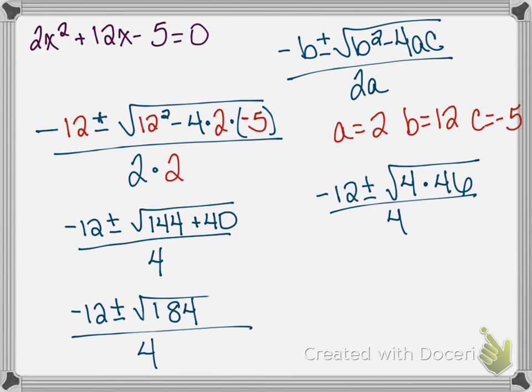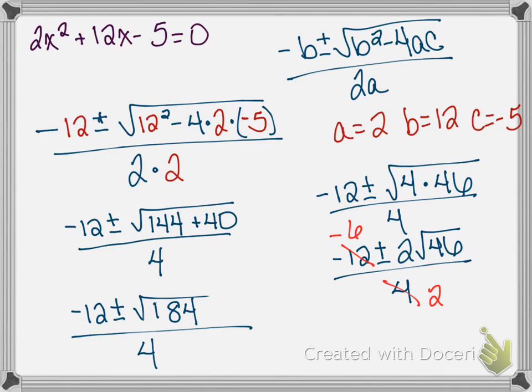I'm going to take that 4 out. When I take the 4 out, I'm taking the square root of it, so it becomes what? 2. Good. So I've got 2 times the square root of 46 over 4. I simplify. 2 goes into 4 twice. 2 goes into negative 12 negative 6. And so this is my final answer right here: negative 6 plus or minus the square root of 46 over 2.